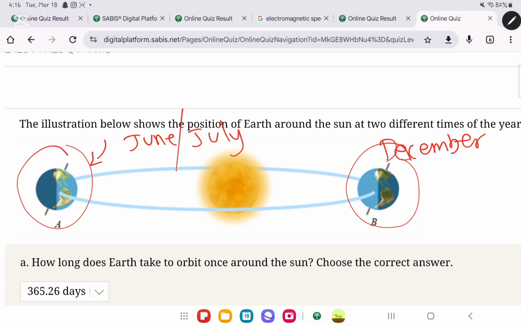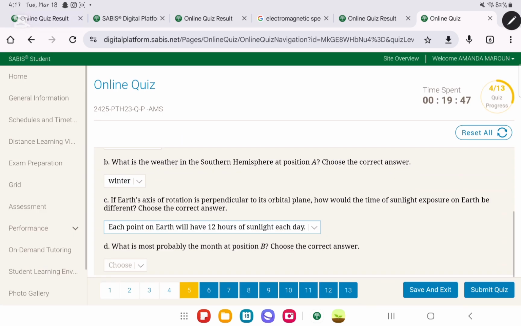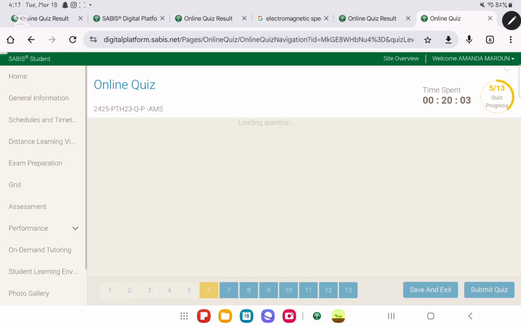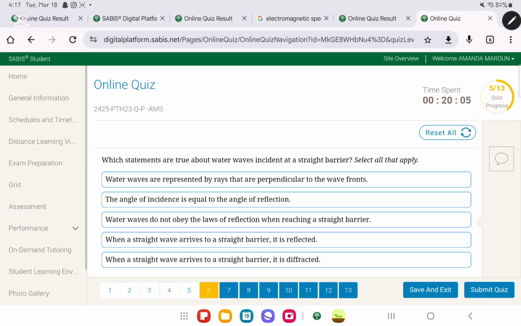So keep in mind that when the Earth is closest to the Sun, it is December or even January. But when the Earth is farthest from the Sun, it is June or July. So if we go down, what's probably the month at position D? As you can see, we said that if it's closest to the Sun, its month is either January or December. And here the only option we have is December, so we're going to go with December. We'll move on to question number 6.